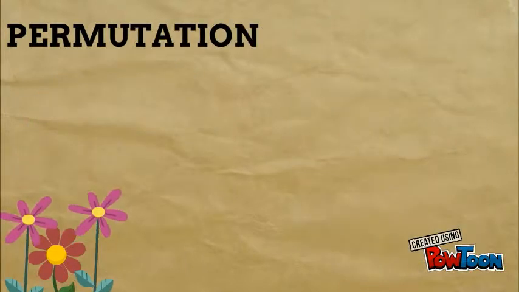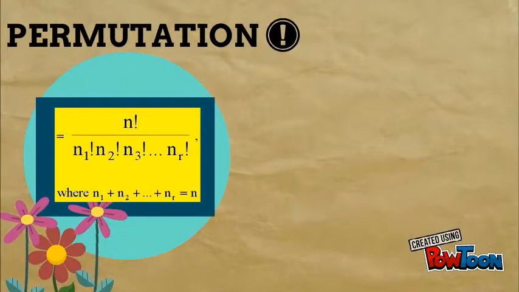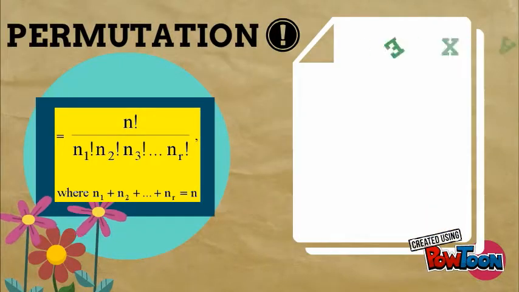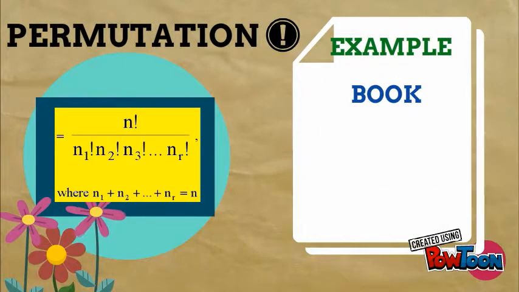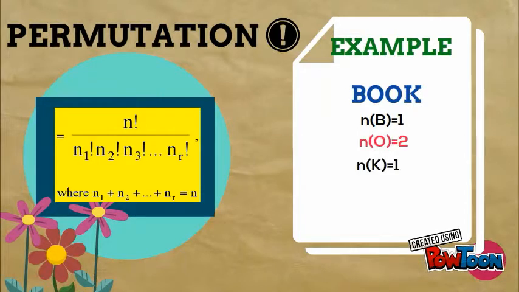When not all objects are different, the formula is in the yellow box, where n is the total number of objects and n1, n2 until nr is the number of similar objects. Let's see the example. We can see that the letter O occurs twice. Therefore, the total arrangement is 12.